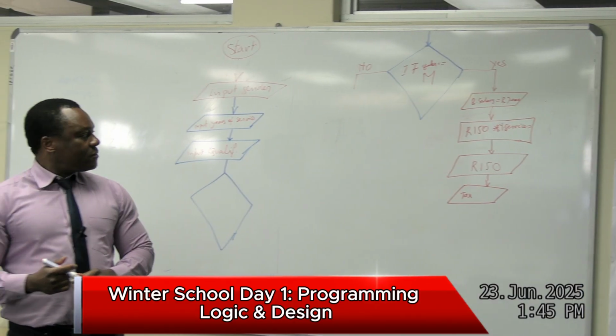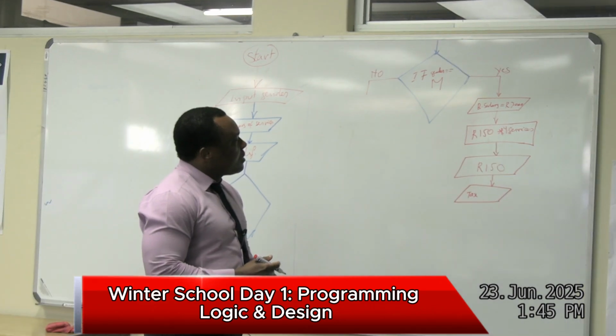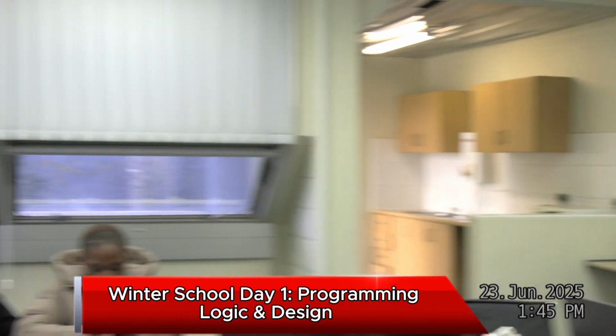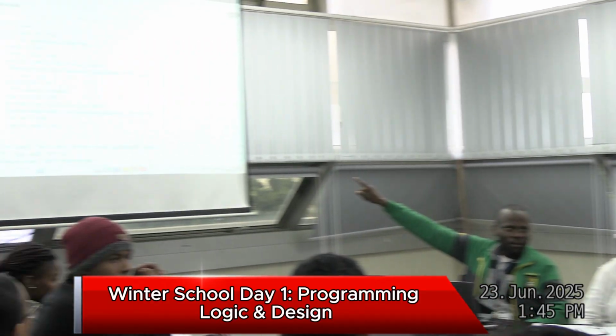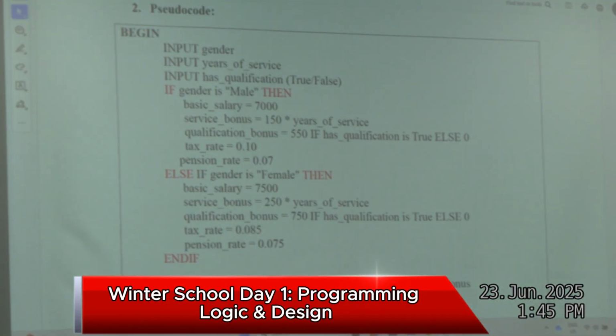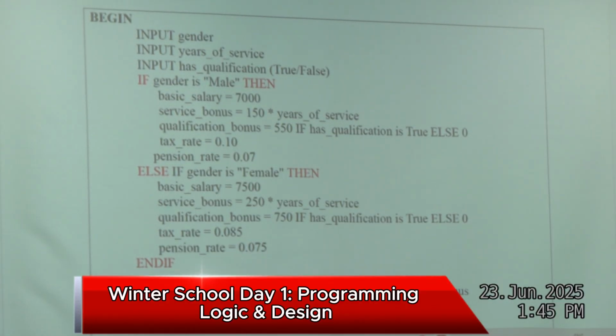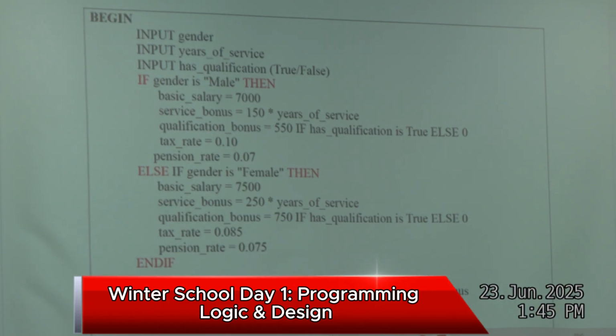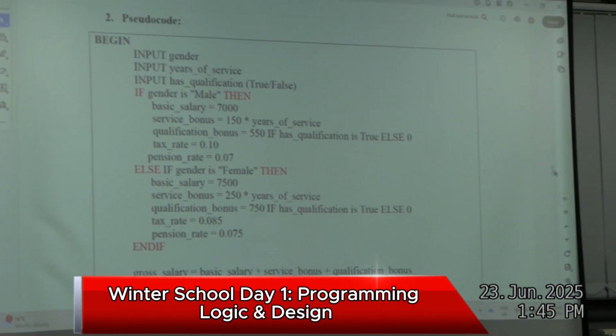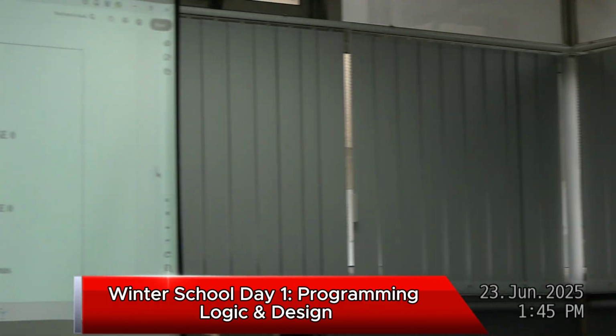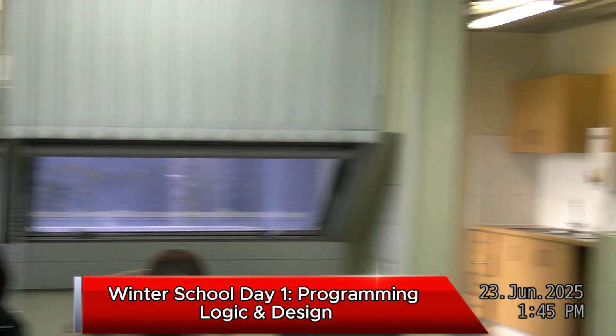Where is it? Qualification bonus assigned to true. Yes, it's here. If it has a qualification equal to true, there must be another condition. There's another condition there. If qualification is true, if it's yes, what does it say? 150 rand. Qualification bonus, we have 550. Yes, it's an input.